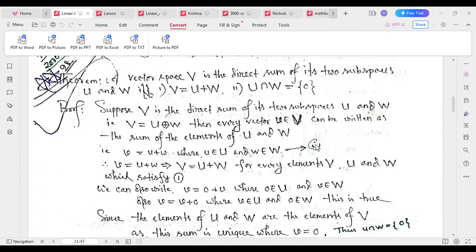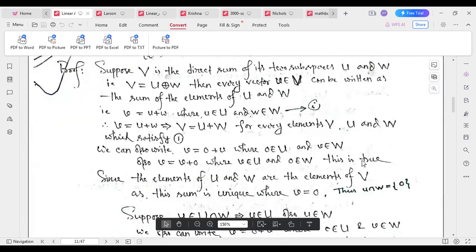That is equation 1. So v can be written as the sum of elements of U and W, which satisfy equation 1. That means we can also write v equals 0 plus v, where 0 belongs to U and v belongs to W. Also, v can be written as v plus 0, where v is an element of U and 0 belongs to W. So this is also true.